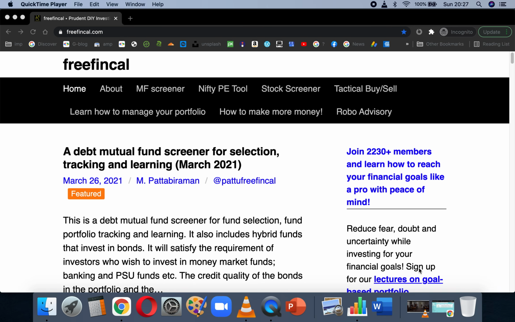So if you're looking for funds in the conservative hybrid, arbitrage funds, medium duration funds, corporate bond funds, banking and PSU funds, that kind of thing, then this is the kind of screener that you need to look at. So I'm going to show you the screener. The screener is available as a simple Excel file. It will open in any spreadsheet.